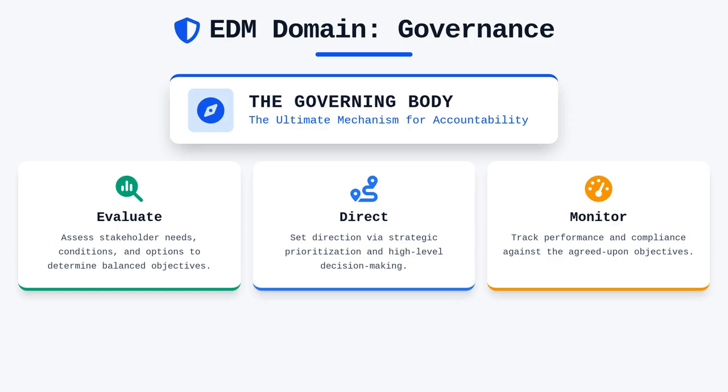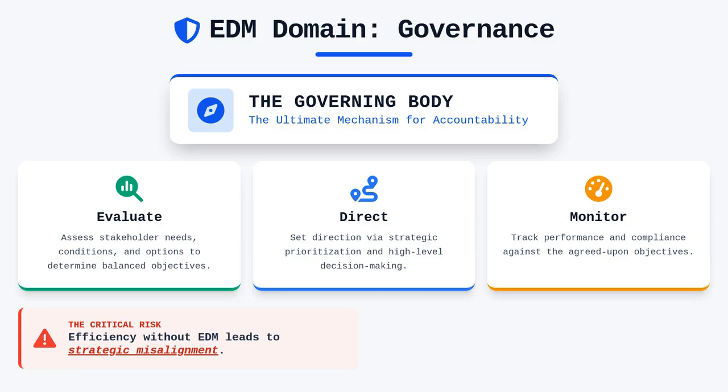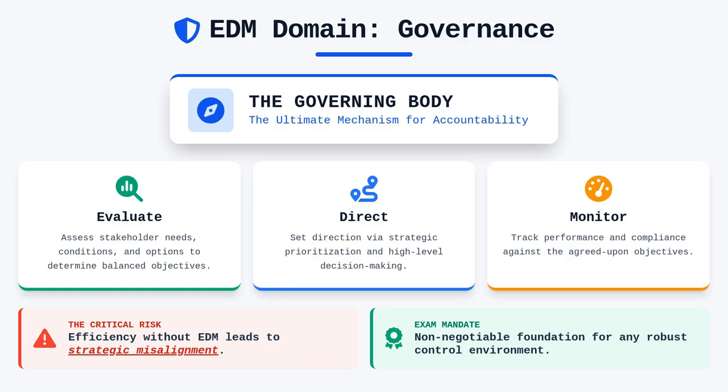You can think of the board or governing body as a compass and a controller, constantly checking if the business is steering toward its intended destination. Without this layer, management processes may operate efficiently, but remain fundamentally misaligned with the strategic intent of the organization. Because these 5 objectives form the mandate of governance, they are non-negotiable for anyone looking to pass the foundation exam or implement a robust control environment.